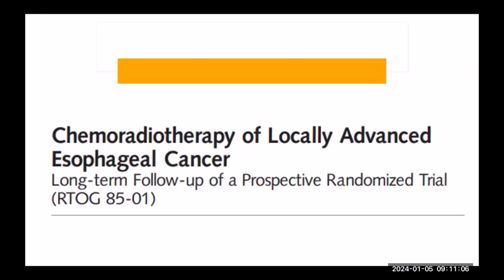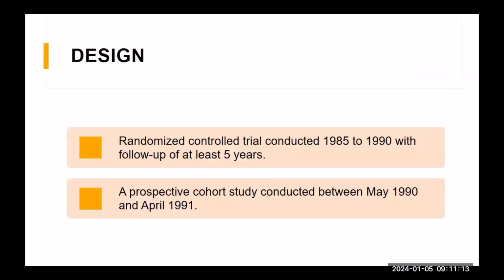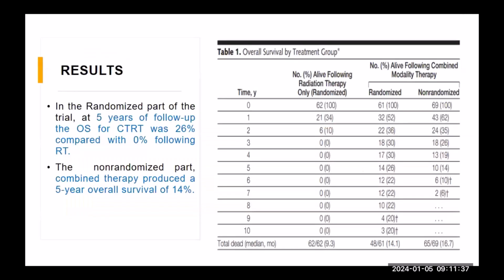In 1999, the 5-year follow-up of RTOG 8501 has come in JAMA Oncology. So in this trial, the trial I have earlier explained, they have put the follow-up of at least 5 years in this updated analysis. And also they have performed a prospective cohort study which was conducted between 1990 and 1991, which is a single arm only concurrent chemoradiotherapy. So they have analyzed both of these studies in the same paper.